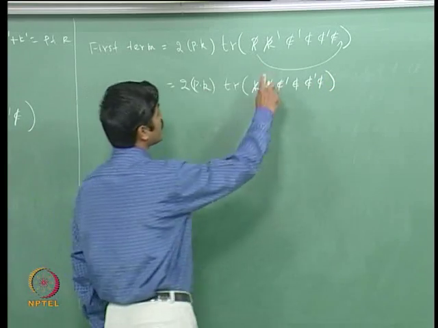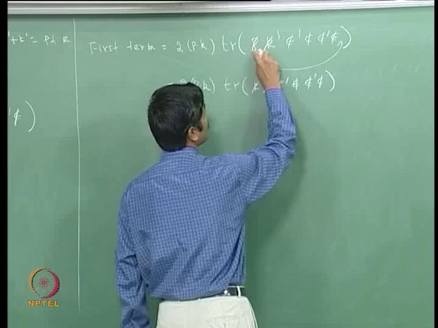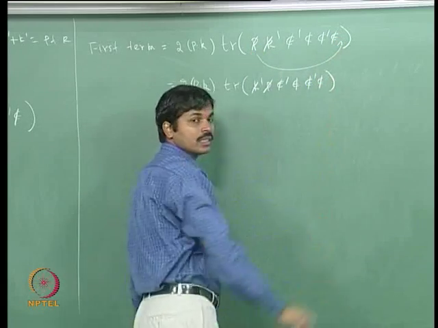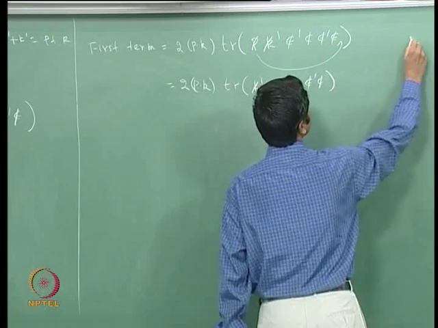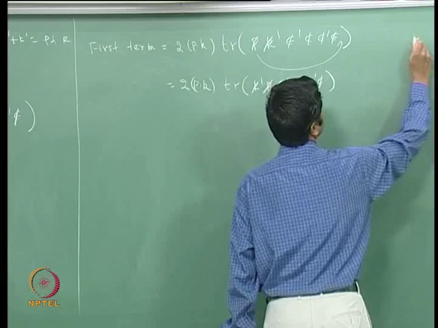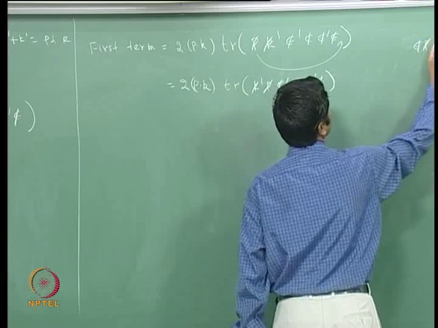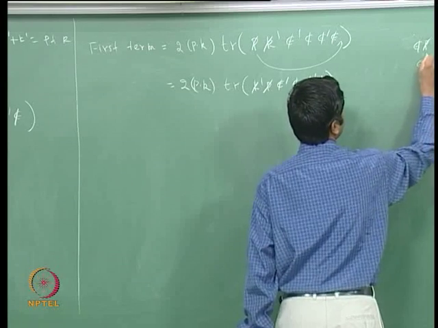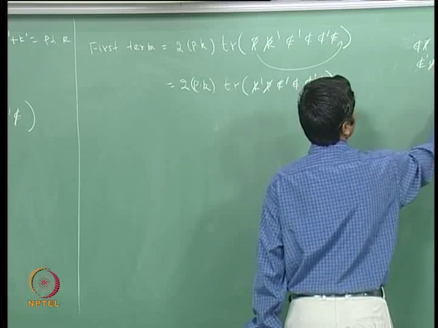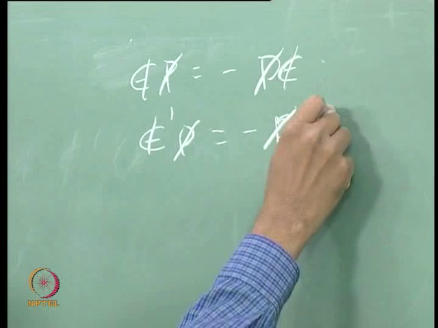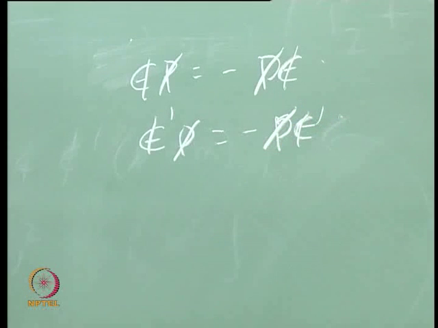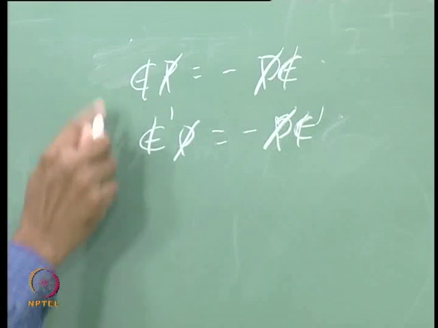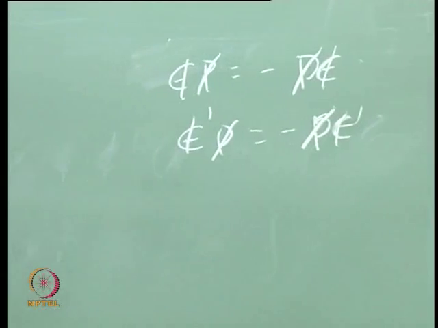First I use the cyclic property of trace, so that I take this p slash here, and then I use this property: p slash epsilon slash p slash is minus p slash epsilon slash, and epsilon prime slash p slash equals minus p slash epsilon prime slash. So, I use each of these twice, then I get this identity.